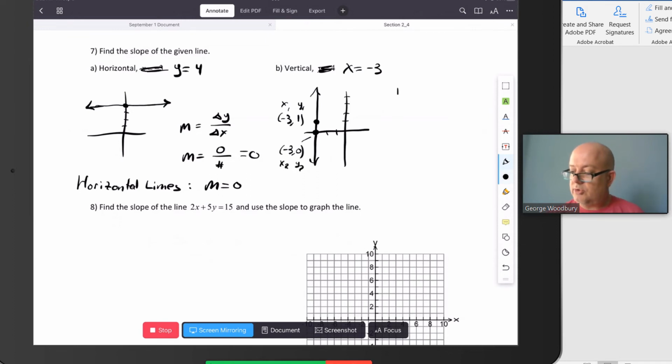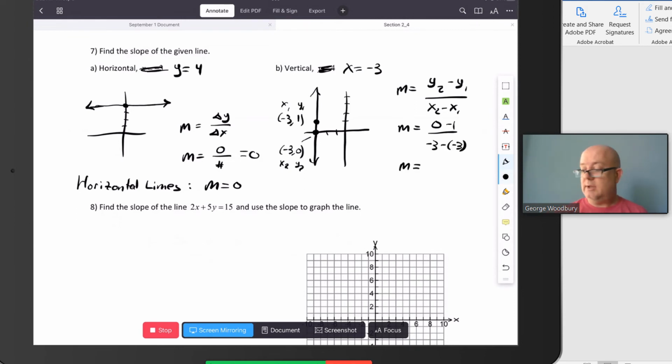And so when I substitute into the formula for slope, I'm going to have 0 minus 1 over negative 3 minus negative 3. And that's the same as negative 3 plus 3. And so I end up with negative 1 over 0. That is undefined. So vertical lines, we say that their slope is undefined.